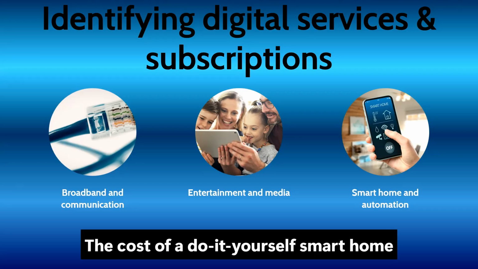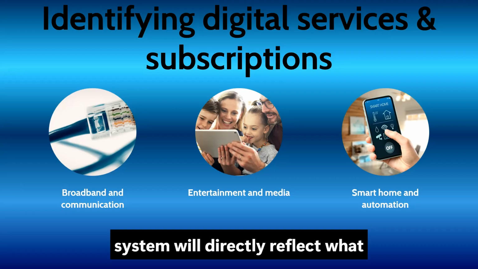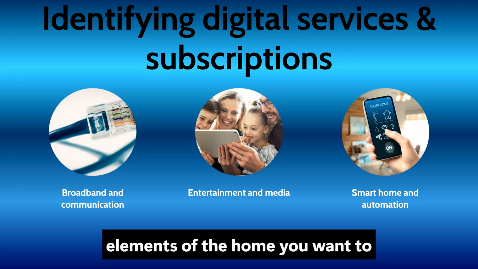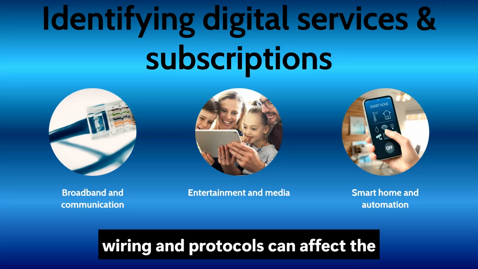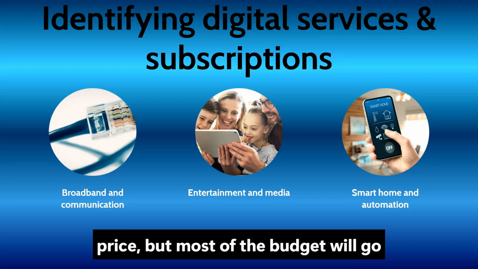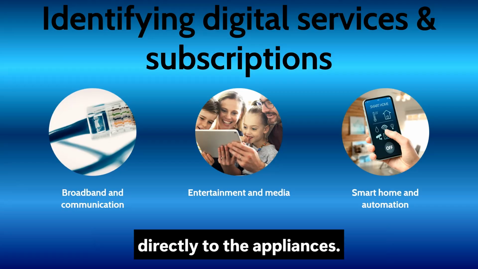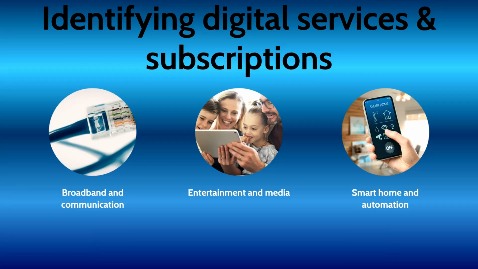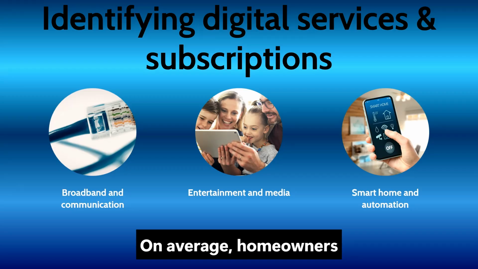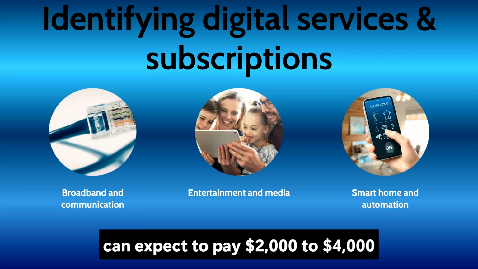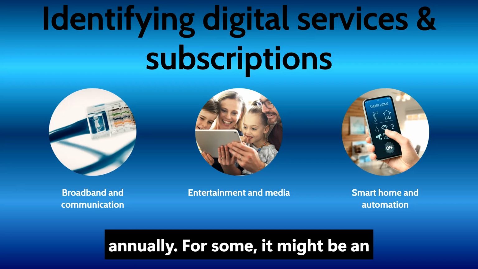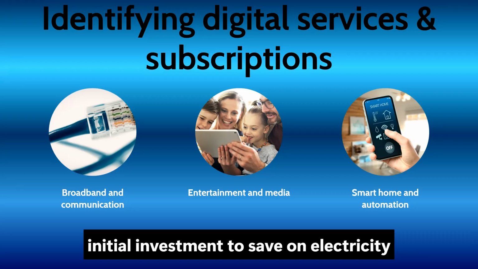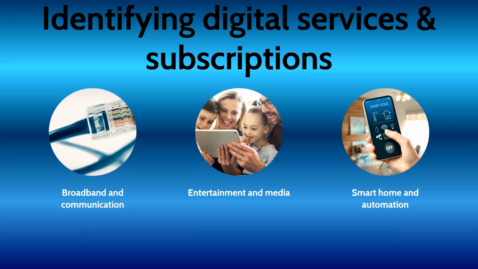The cost of a do-it-yourself smart home system will directly reflect what elements of the home you want to automate. Other factors like wiring and protocols can affect the price, but most of the budget will go directly to the appliances. On average, homeowners can expect to pay $2,000 to $4,000 for basic home automation annually. For some, it might be an initial investment to save on electricity over time.